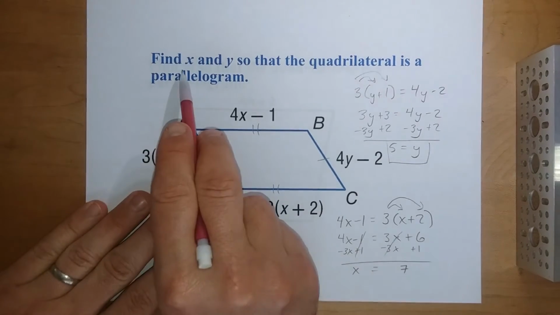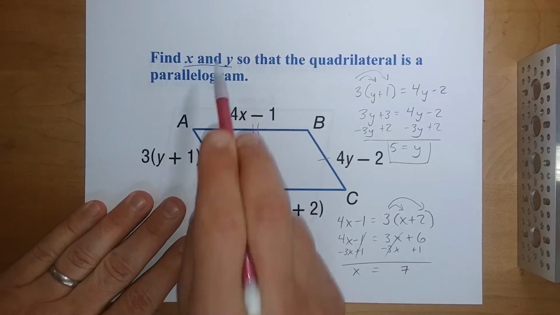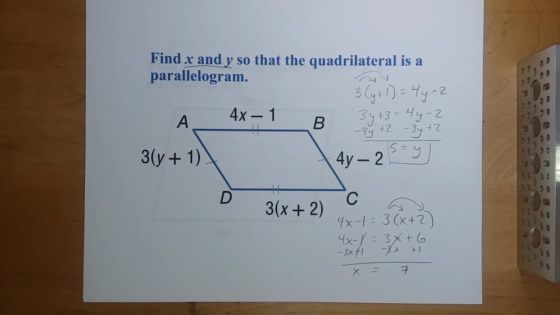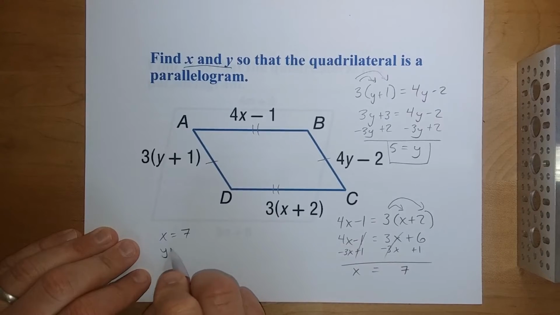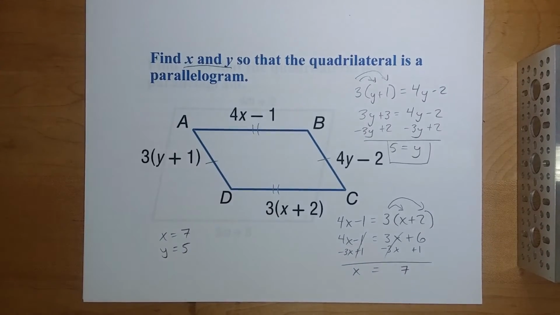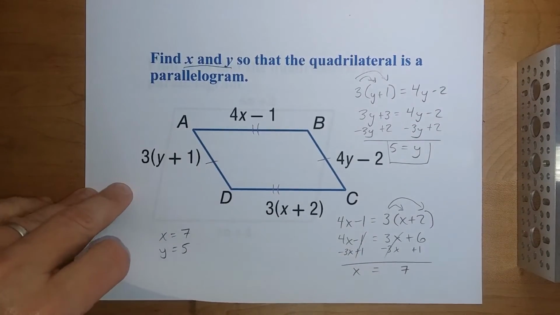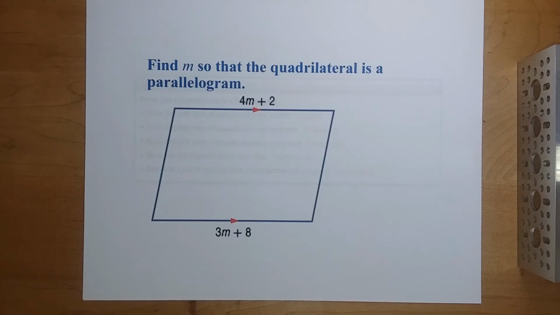Always go back and read the question again. Did we do what they asked for? They wanted us to find x and y. We found x equals 7 and y equals 5. Okay, let's try another one like that. Here, could we find m so that the quadrilateral is a parallelogram?